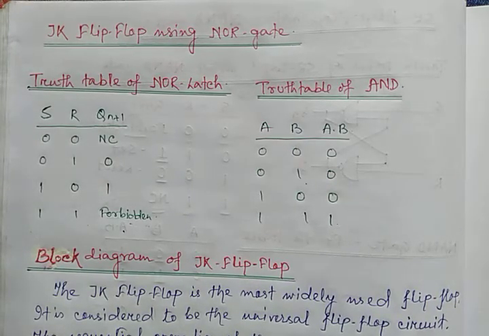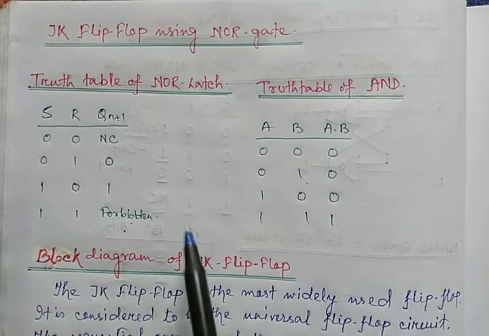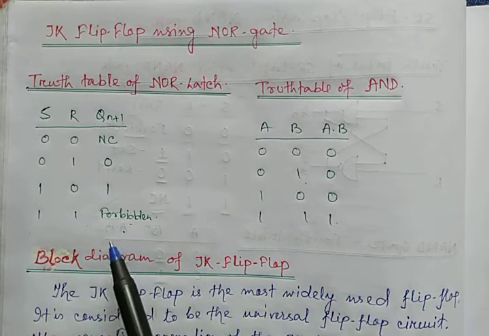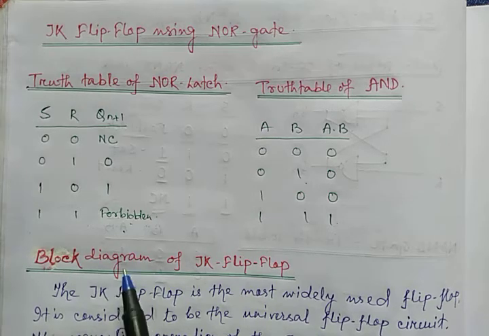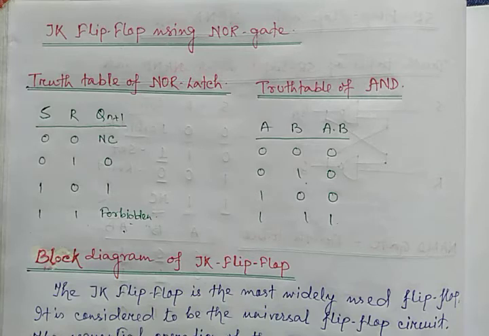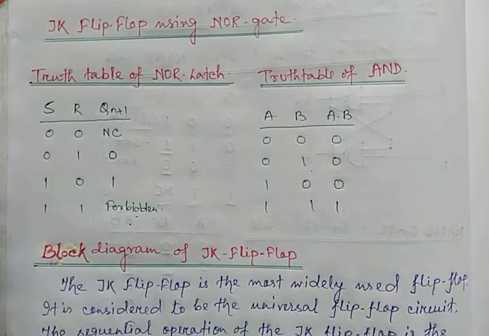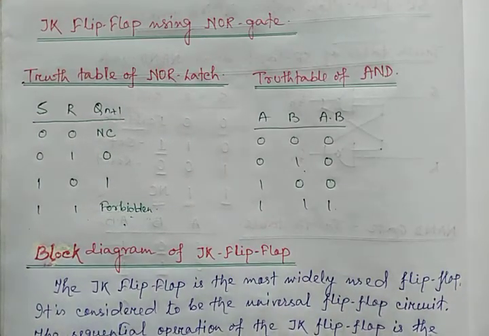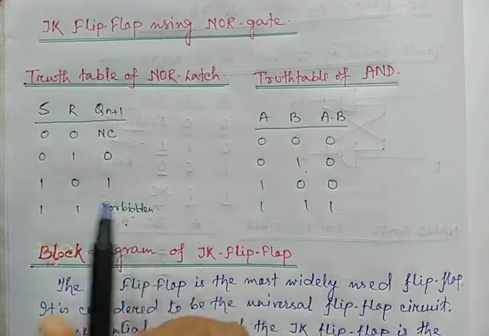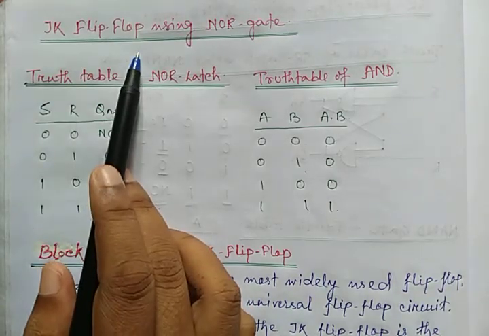We have already learned SR flip-flop, that in SR flip-flop there are 4 possible states, and among the possible states there exists one state which is a forbidden state. Forbidden state means the output is not considered in any digital circuit. So in order to remove this forbidden state, JK flip-flop has been invented.